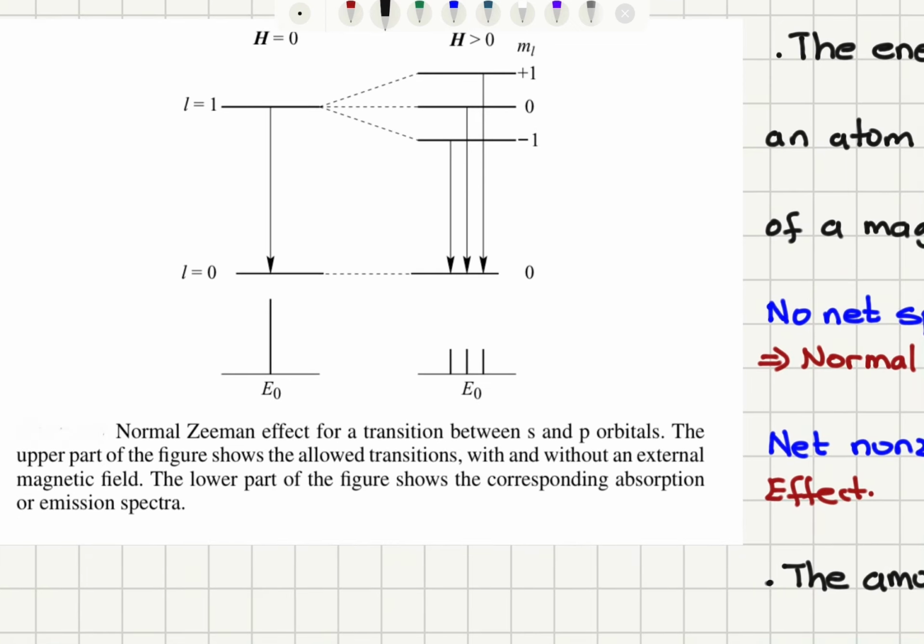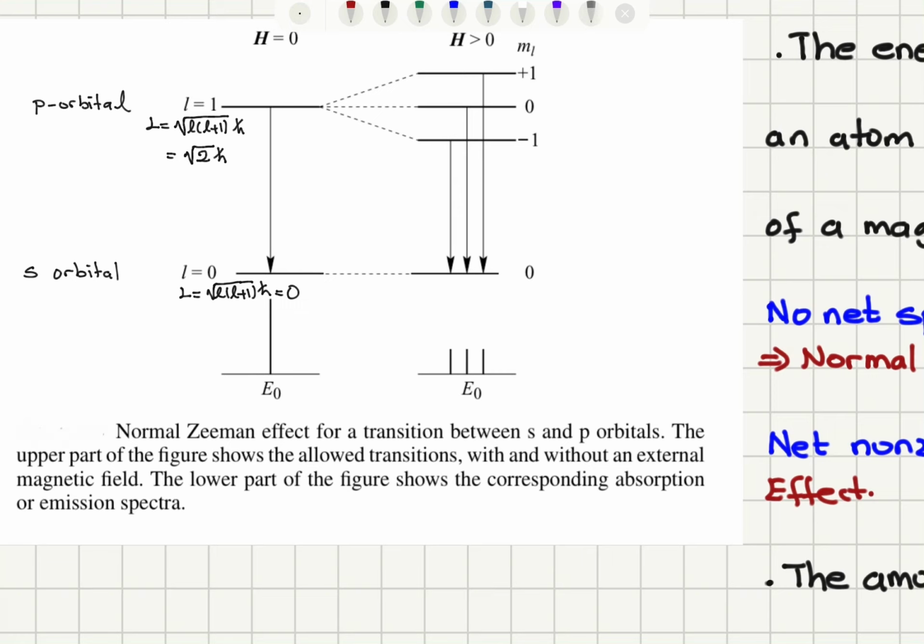So for a transition between S and P orbitals, you can see that L equals 0, we have the S orbital, and then we have L equals 1, P orbital. S orbital has no net orbital angular momentum, so L is equal to 0. Square root of L times L plus 1 would be 0. So we would find that the angular momentum, square root of L(L+1) H bar, is 0. On the other hand, the P orbital has an orbital angular momentum, which is square root of L(L+1) H bar, that is equal to square root 2 H bar.